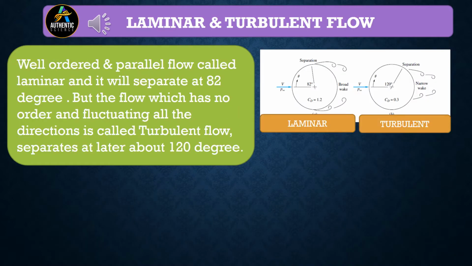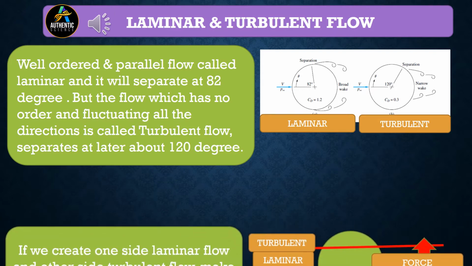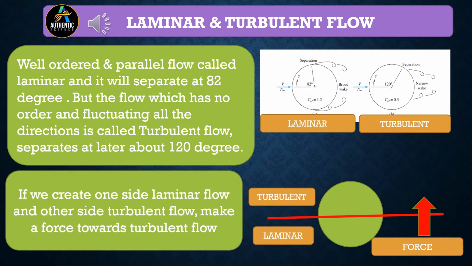Laminar flow is well-ordered and parallel flow, which separates from the surface at 82 degrees. But turbulent flow, on the other hand, has no order and fluctuates in all directions. Turbulent flow separates later, at about 120 degrees. If we are able to create laminar flow on one side and turbulent flow on the other side, this will make a force towards the turbulent flow and the ball will deflect to that side.